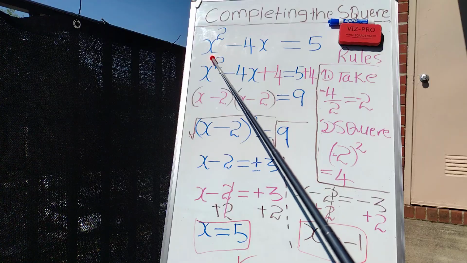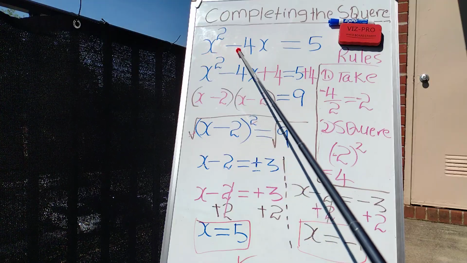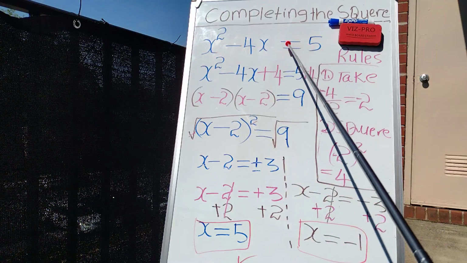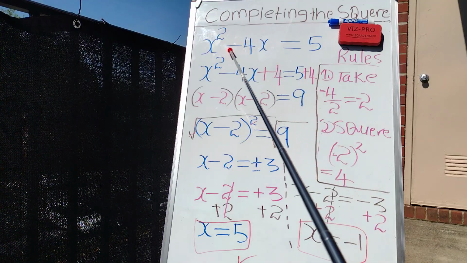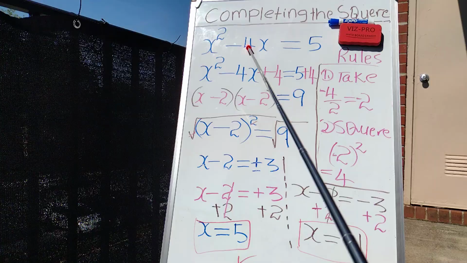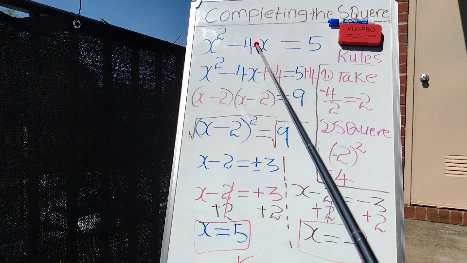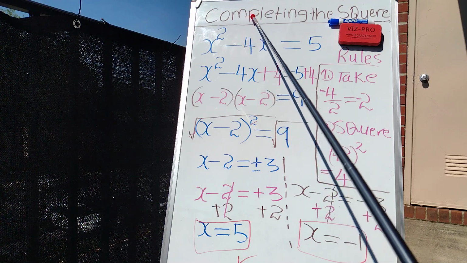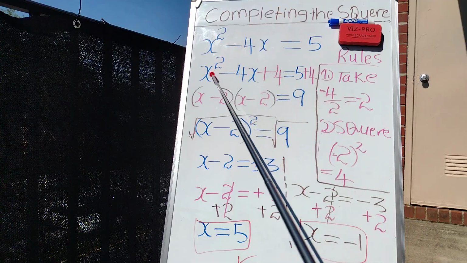If you are given a problem like this one, x squared minus 4x equal to 5, it can be solved by using the quadratic formula. It can be solved by factorizing. It can also be solved by completing the square. In this case, we will be using the method of completing the square.